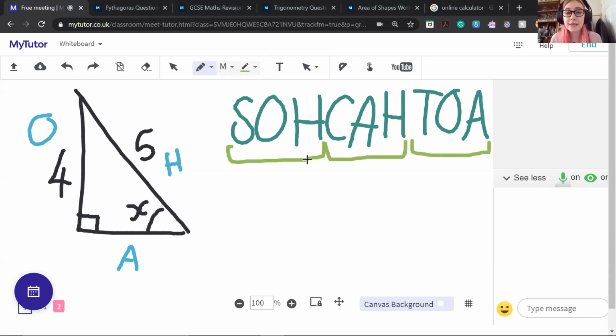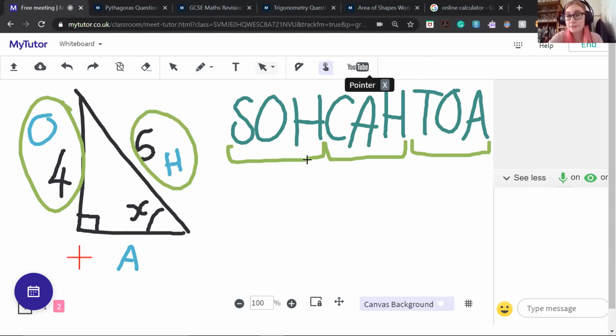And all this tells you is which kind of combination out of O, A, and H you have. So here we have O and we have H, right? We don't have A, we know nothing about this side. That's not involved in this calculation at all. We're only looking at the opposite and the hypotenuse because we have those. We know that they're 4 and 5 respectively.